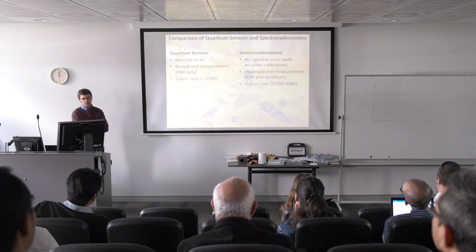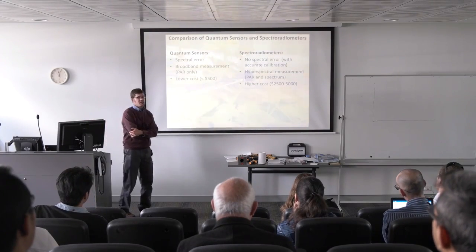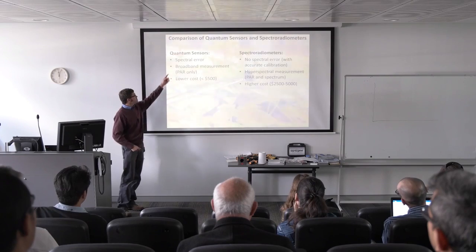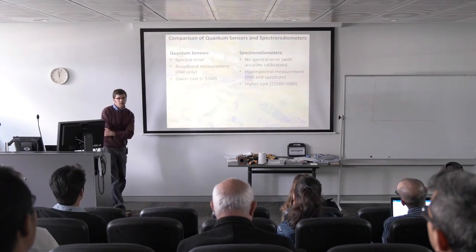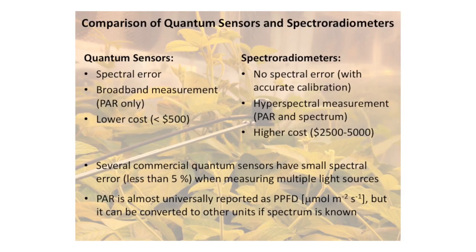Okay, so this is just a brief comparison of everything we've covered up to this point. Quantum sensors are subject to spectral error. Spectroradiometers are not if they're calibrated accurately. Quantum sensors give you a broadband measurement, meaning one number or one signal that's proportional to PAR, so you can only get PAR from a quantum sensor. A spectroradiometer, not only do you get PAR, you get the spectrum if the spectrum is required. And then I just talked about the differences in price.